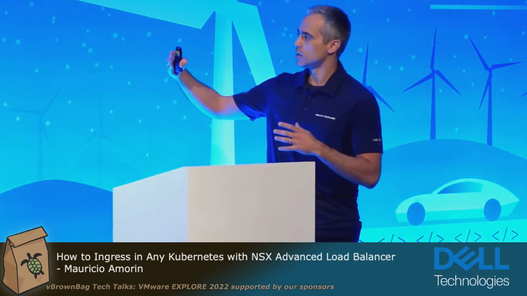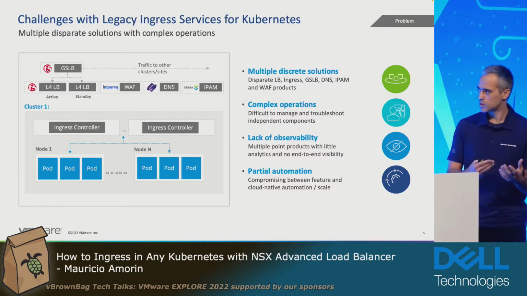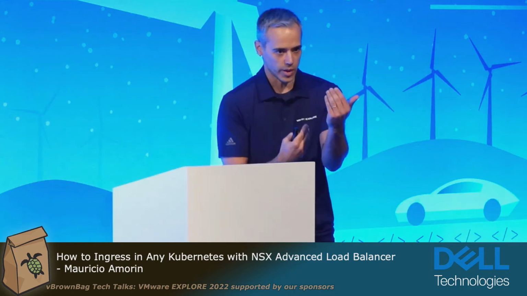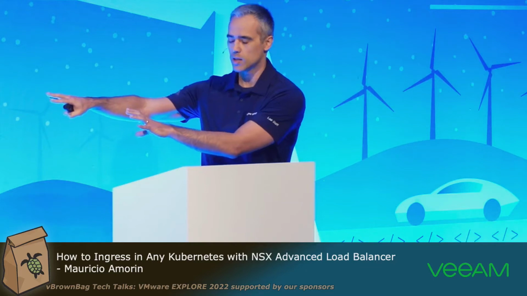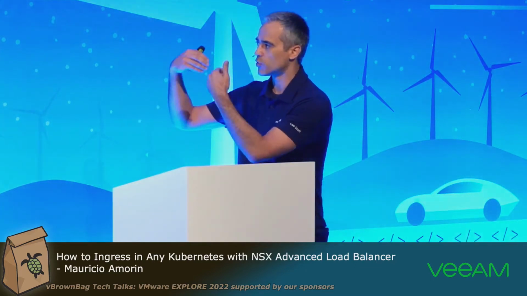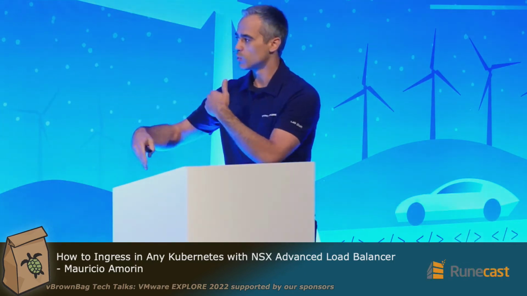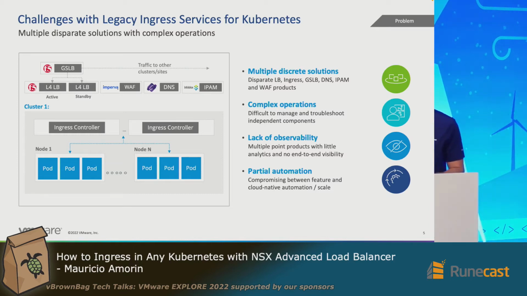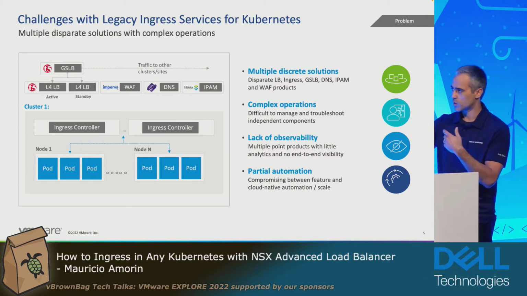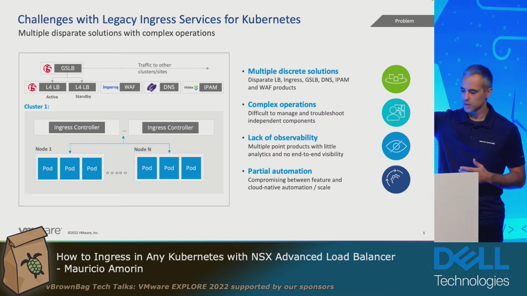And this leads to multiple discrete solutions. You have complex operations. You don't have end-to-end observability because sometimes you have different teams controlling what happens inside the Kubernetes and a different team covering what is outside of the Kubernetes. And because of that, we also have partial automation. Inside the Kubernetes cluster, automation is a given, right? But if you need to do any configuration outside, this is not easily automated.